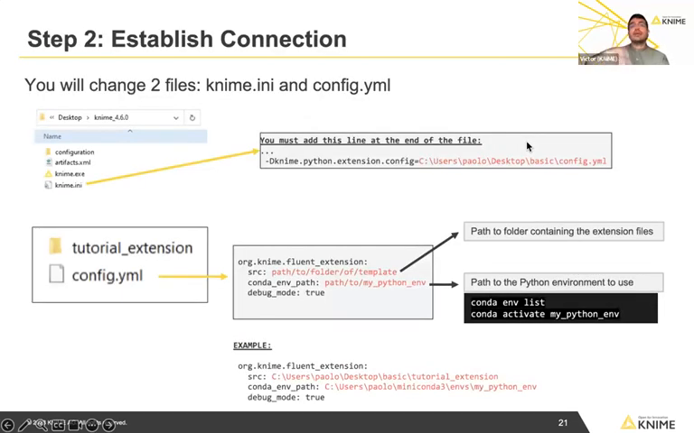Now, to establish a connection between KNIME and Python, we will need to change two files, which are the knime.ini file and the config.yml file. And this is basically just giving them paths, letting them know where these different things exist. Now, of course, we are going to share all of these slides with you after the fact, so I won't go into too many details here, but these are the main things that we need to configure.